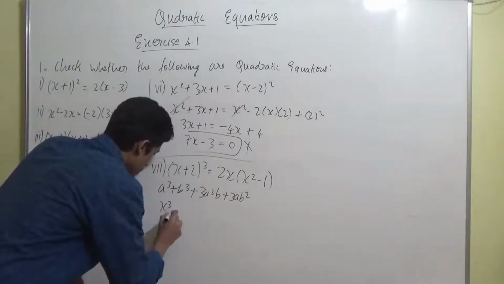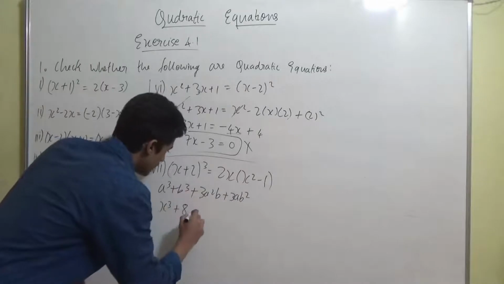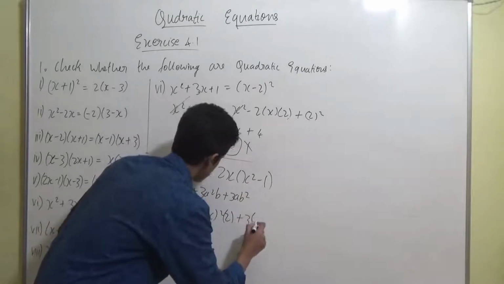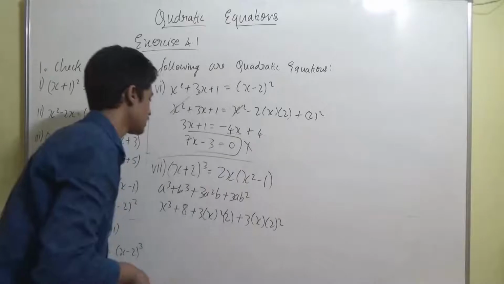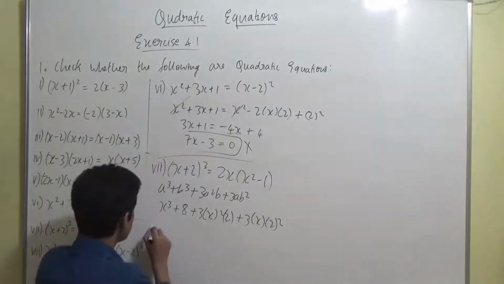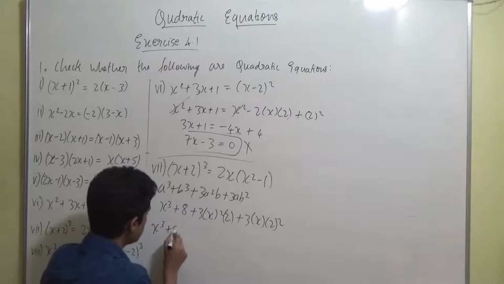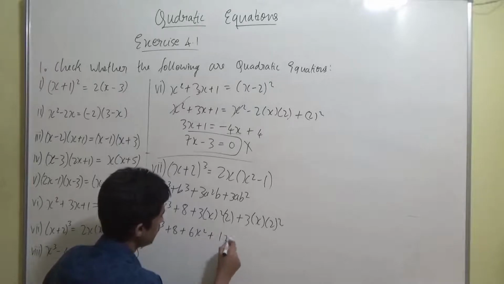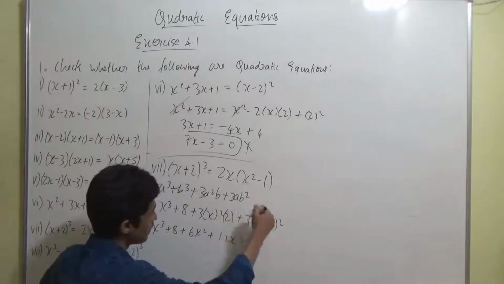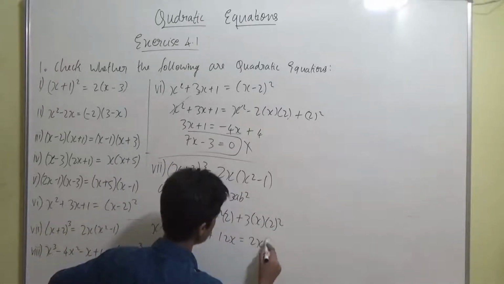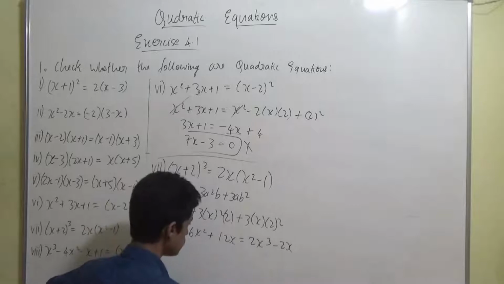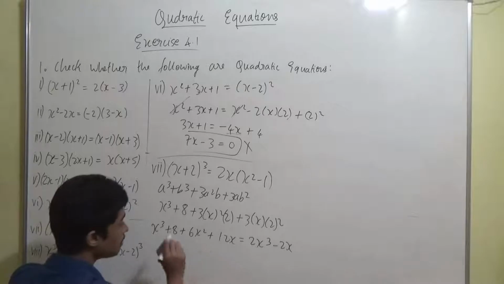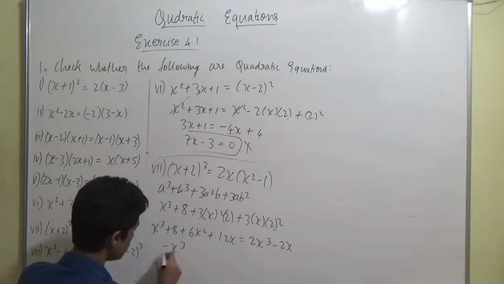It will become x cube plus 8, because b cube is 8, plus 3 into x square into b plus 3 into a into b square. Getting it, guys? So this will become x cube plus 8 plus 6x square plus 12x equal to, now I'll write the RHS. It will become equal to 2x cube minus 2x. Getting it, guys? So I'll bring all the terms towards LHS. When this 2x cube comes to LHS, it's going to become minus 2x cube. Minus 2x cube plus x cube becomes equal to minus x cube, right?